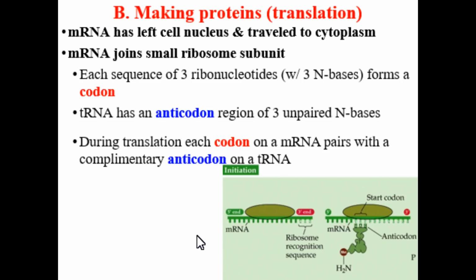And on this messenger RNA, there are 3 bases at a time that make up what's called a codon. It's 3 bases. And remember, the bases that are in messenger RNA are A and U and G and C. So 3 of those in a row, AUC, AUG, GCG, 3 of those make up a codon.